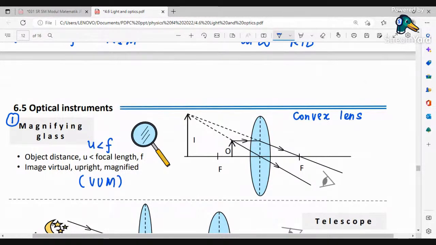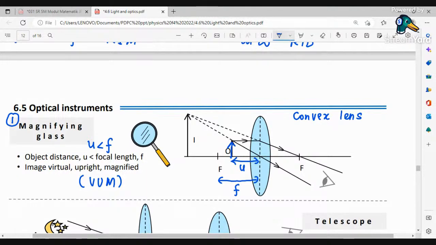When you want to draw a ray diagram for a magnifying glass, this is a convex lens with the principal axis. You mark the focal points on both sides, the same length on both sides. Then put the object here. The object should be less than f. So this is u, this is f, so u is less than f, at any point here.